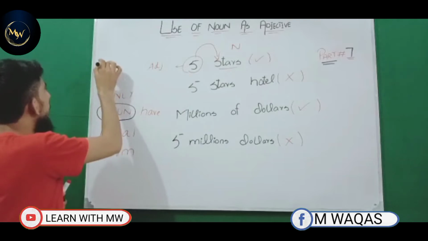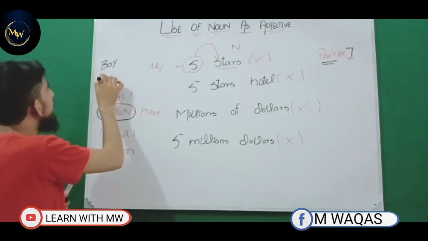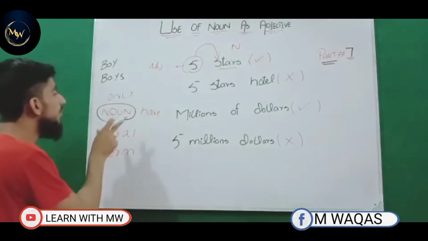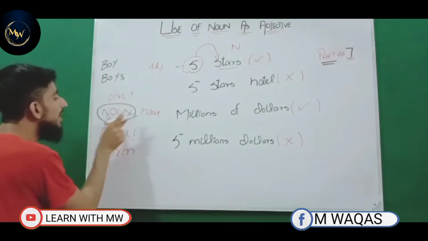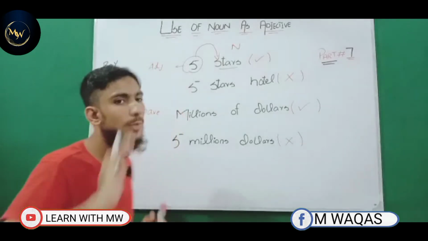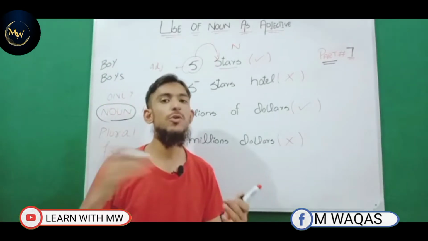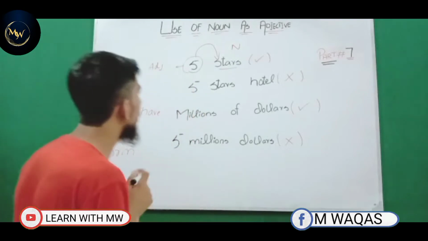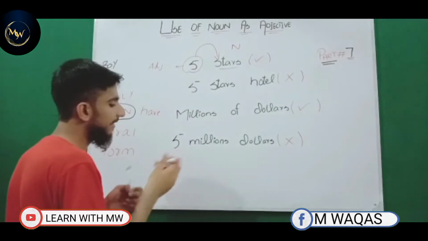For example, if I say boy, then its plural will be boys. If I say girl, then its plural will be girls. So in English grammar only noun has plural form. None of the other parts of speech, adjective, adverb, verb, preposition, have plural form in English grammar. So look, now look, we are just parsing this sentence again.